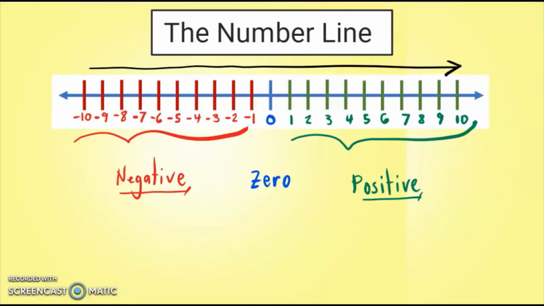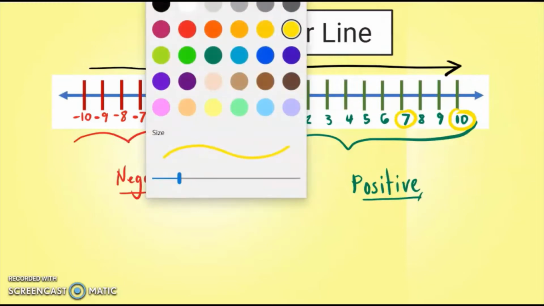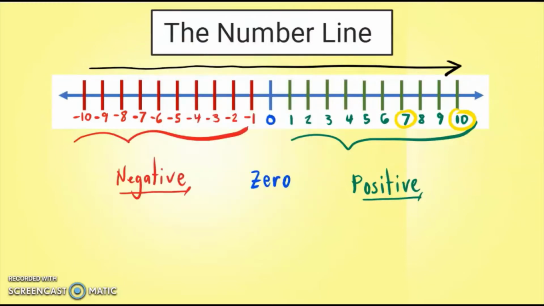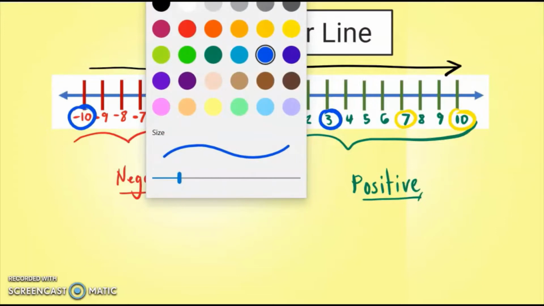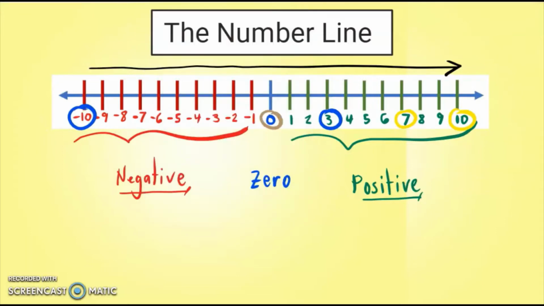And since the integers are arranged in ascending order, we can say that 10 has a higher value than 7, right? Obviously. But we can also say that 3 has a higher value than negative 10. Right? And we can also say that 0 has a higher value than negative 2.